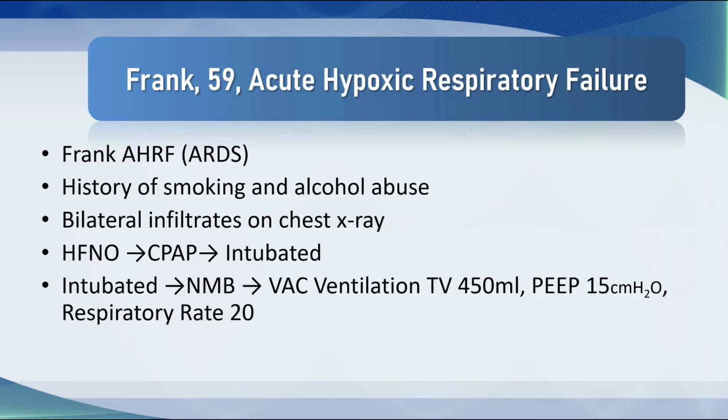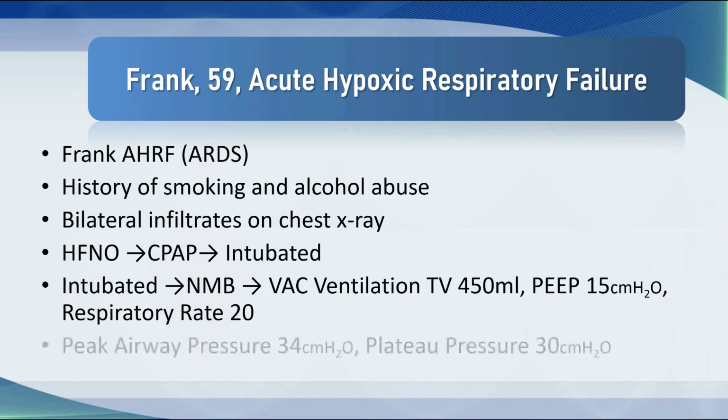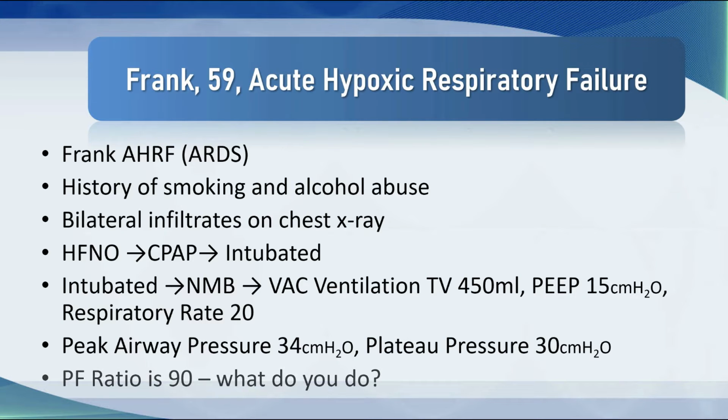Initial settings were a tidal volume of 450 mils, a PEEP of 15, and a respiratory rate of 20 breaths per minute. Now, at this stage, his peak airway pressure is 34 centimeters of water, his plateau pressure is 30 centimeters of water, and his PaO2-FiO2 ratio is 90. Now that's quite low. Normally it's about 400 for most people. Anything less than 100 is severe hypoxemia. So you're being pushed to do something because everybody is worried about this patient. So what are we going to do?